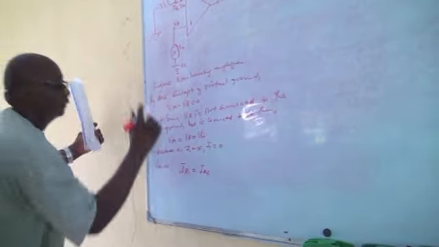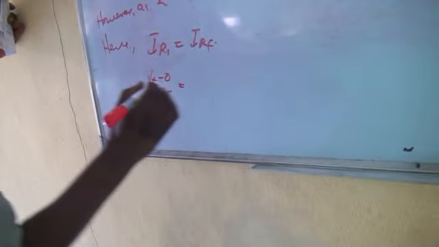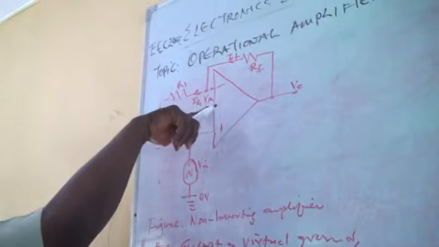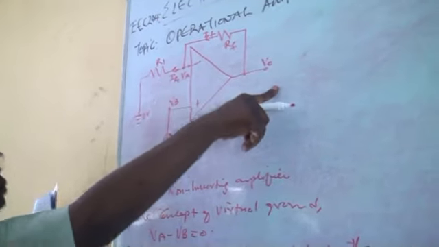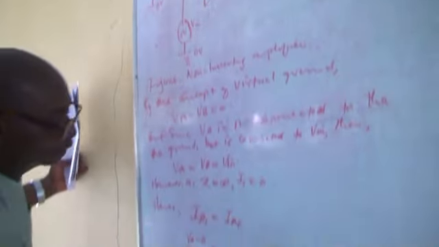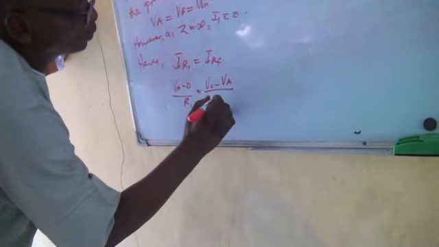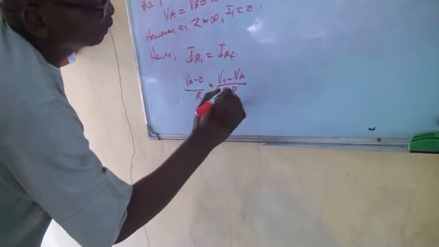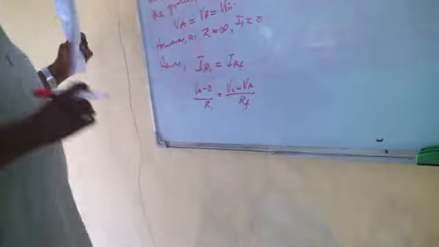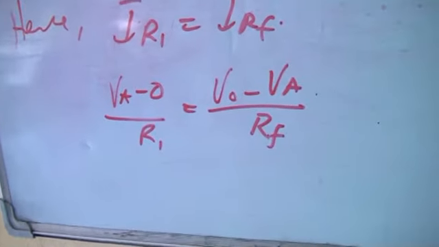So now, we are going to have VA minus 0 over R1 equals, here will be V0 minus, because of direction of current, it will not be VA to V0. It will be V out over the V at this junction here. And that will be V0 minus VA over RF. I believe you are following based on direction of current as I was explaining. Yes. Okay.